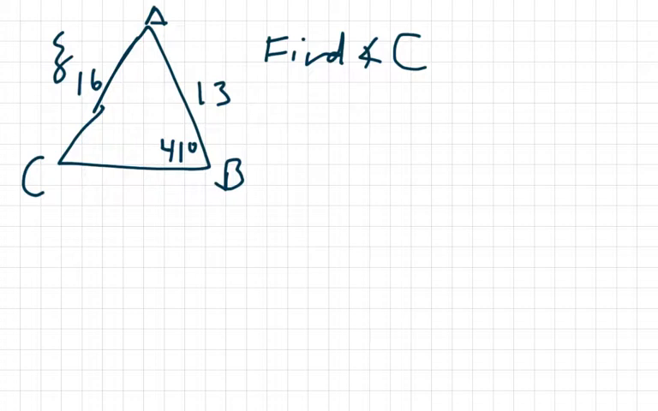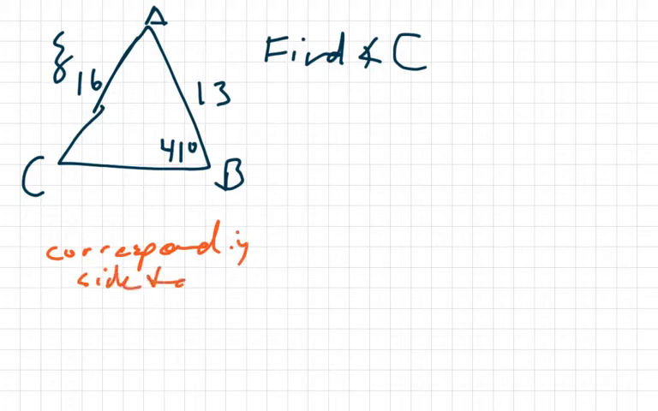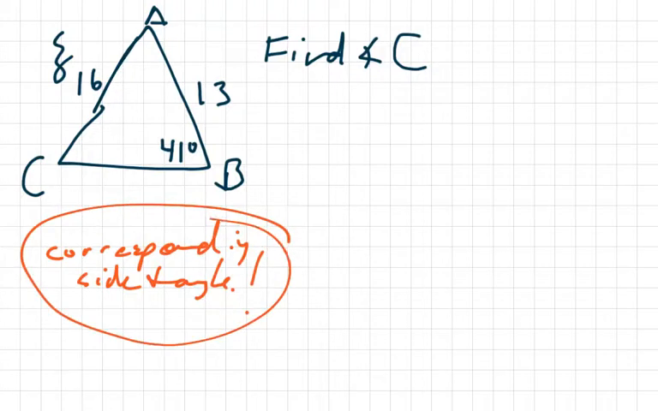So again, do I have a corresponding side and angle? That is so important. Corresponding side and angle. That's what I need. To use the law of sines, you need that. If you don't have that, you got to use something else. 180 rule, law of cosines, something to that effect.